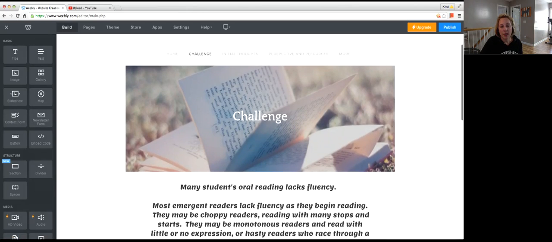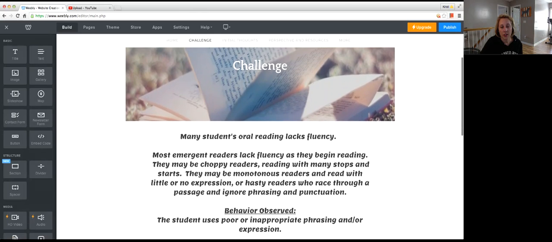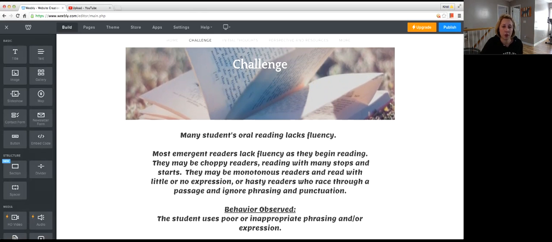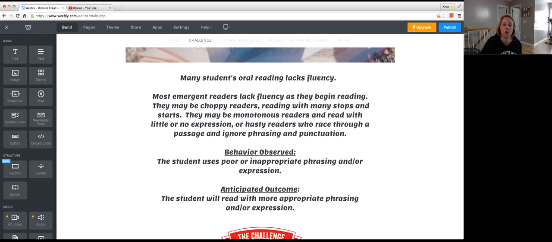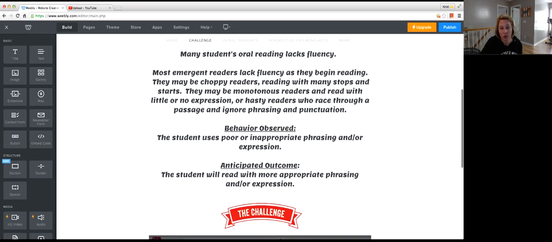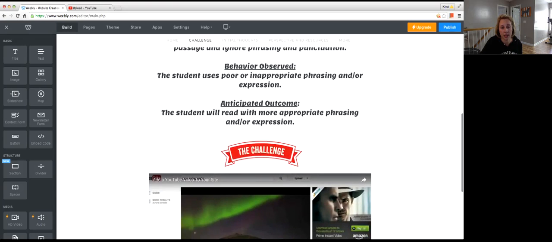So at this point, many students' oral reading lacks fluency. As I've been observing in my third grade classroom, I noticed that my students were having trouble with lacking fluency as they were reading. Some were very choppy with many stops and starts, and others were monotonous readers and read with little or no expression, or they were hasty readers who raced through the passage and ignored the phrasing and punctuation. So the behavior that I observed were students who used poor or inappropriate phrasing and or expression. And then my anticipated outcome is students will read with more appropriate phrasing and or expression.